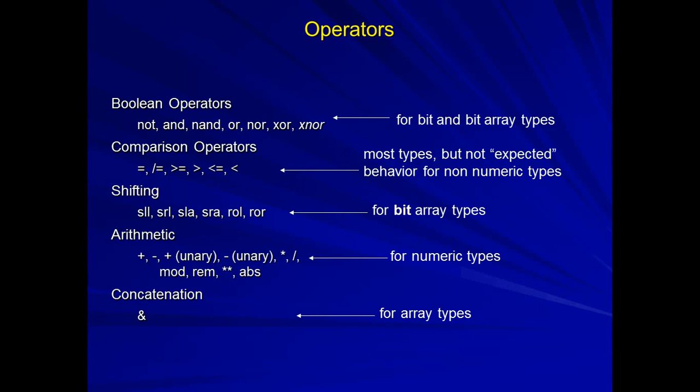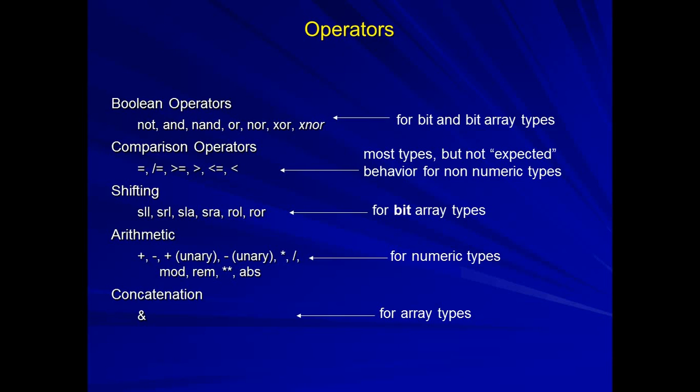Now, the next most important language construct or element is operators. Operators are useful to perform operations between two signals. Now, what type of operations can we perform on the signals or data objects? We can perform Boolean operations, comparison operations, shifting operations, arithmetic operations, and concatenation operations. Let's see them one by one.